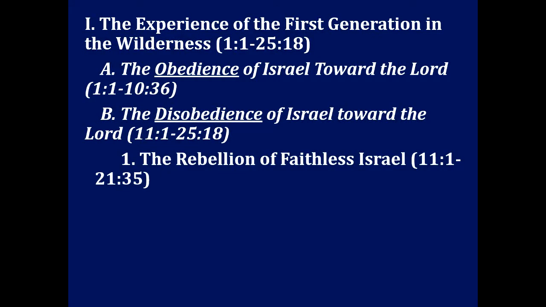But starting in chapter 11, verse 1, all the way through 25:18, this is the first generation, if you will, the generation of the Exodus. And then you're going to have the next generation, the census taken in chapter 26, and then the preparation of them for going in to take possession of the land. But this is where the rebellion begins, the rebellion of the faithless Israel. And I reflect this in the outline as we go through these major sections.